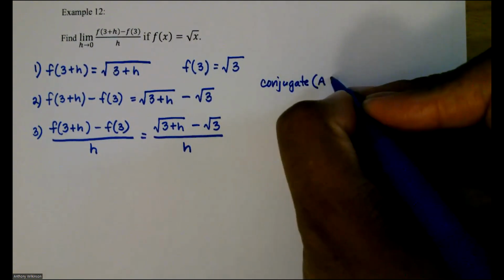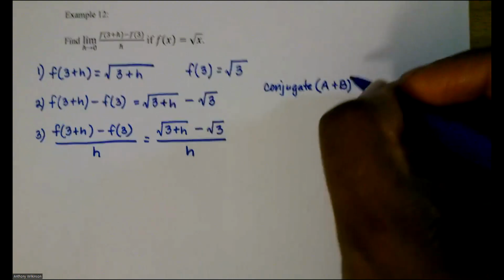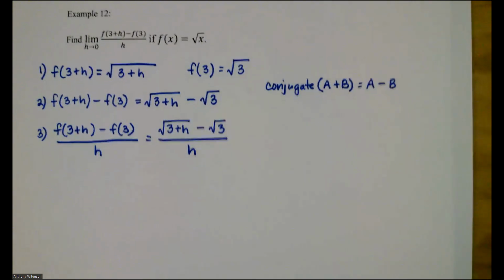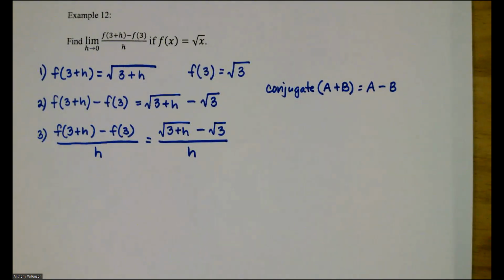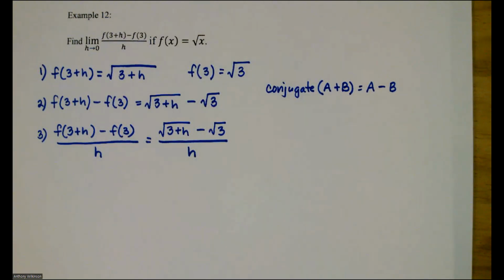So if I have a conjugate, let's say A plus B, its conjugate is just simply this. The terms are the same, but the operation symbol changes to the opposite. So the conjugate of A plus B will be A minus B. And for A minus B, its conjugate would be A plus B. So all you're doing there is just switching the signs. So for this one, the square root of 3 plus h minus the square root of 3, its conjugate would be the square root of 3 plus h plus the square root of 3.